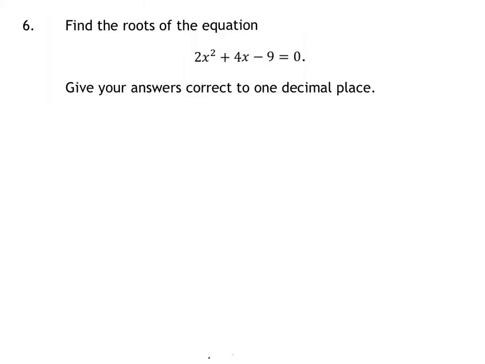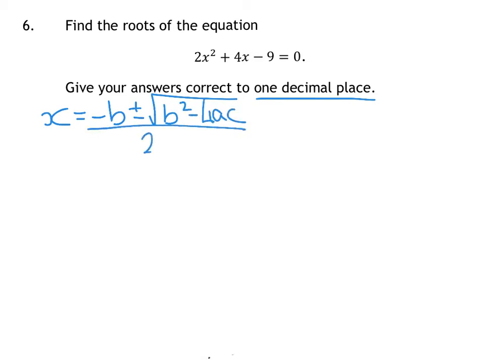Okay, our next question, find the roots of the equation to 1 decimal place. So whenever you have a trinomial equal to 0 and it mentions 1 decimal place, that is your clue that we are using the quadratic formula. Now that's on your formula sheet, so please make sure you copy it down correctly. I always do A, B, C at the side. So A is the first number, which is a 2, B is the middle number, which is a 4, and C is the end number, which is a -9.